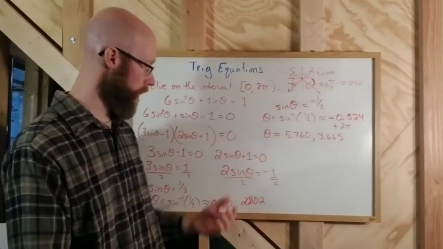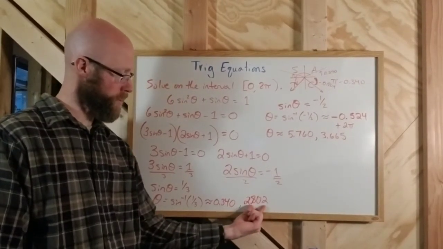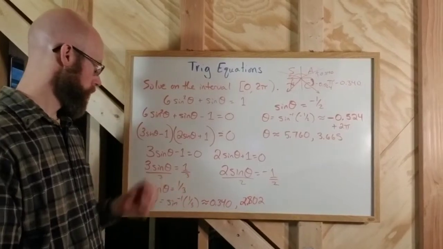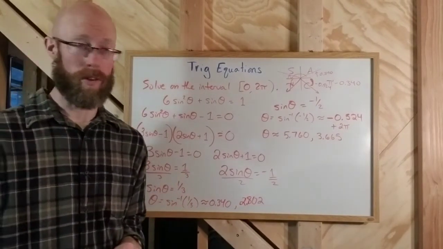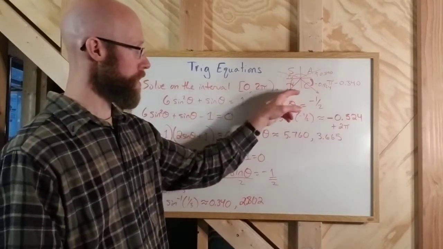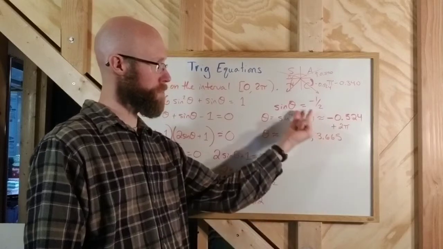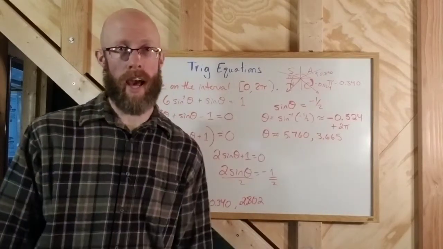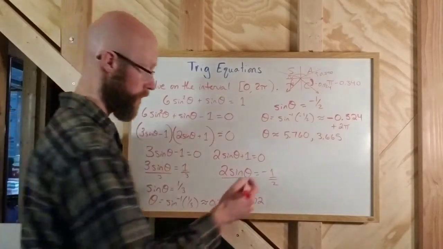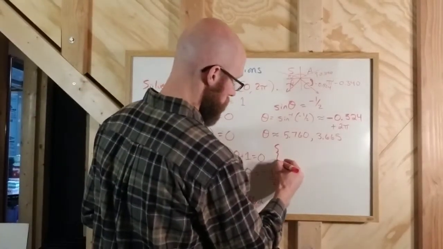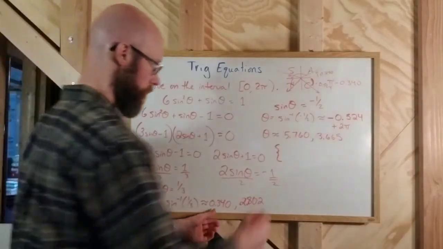All right, so now I've got a first quadrant angle and a second quadrant angle corresponding to the thetas that make sine positive 1/3. I have a fourth and third quadrant angle corresponding to the angles that make the sine negative 1/2. Now the last step is our solution set. Okay, we've got to have a solution set. Well, our solution set then, I just got to list these off.